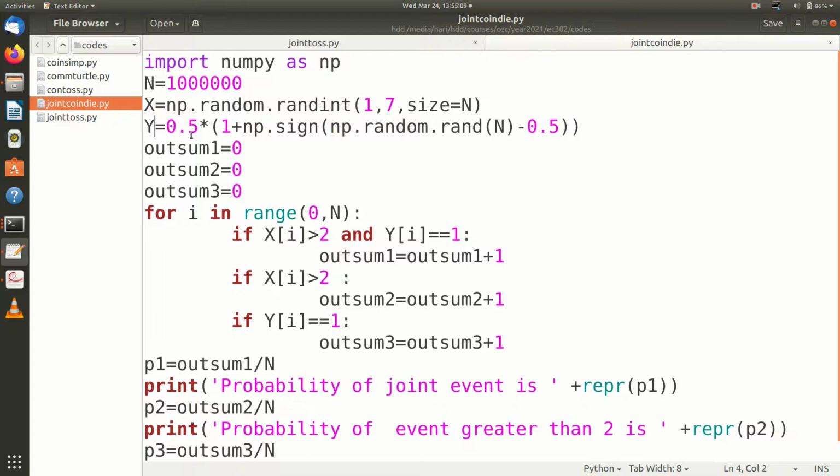Y is actually a coin toss. So what I do is I create a random variable with np.random.random, then I subtract 0.5. This is my threshold. Then I take the sign of this.